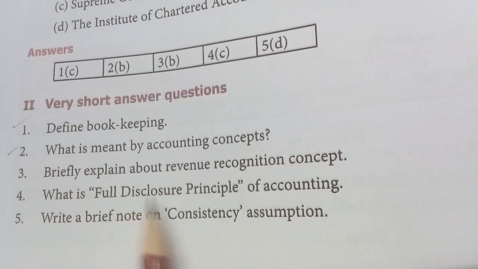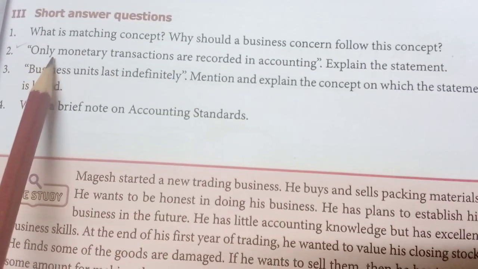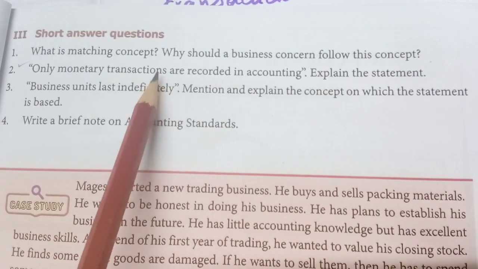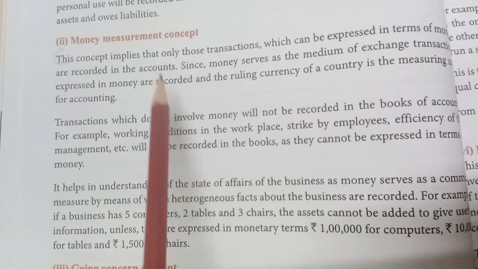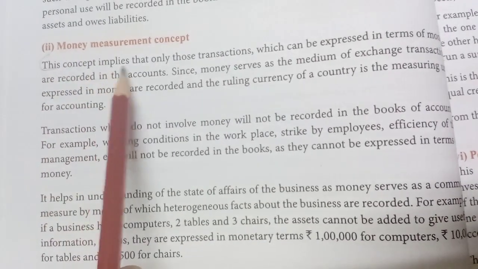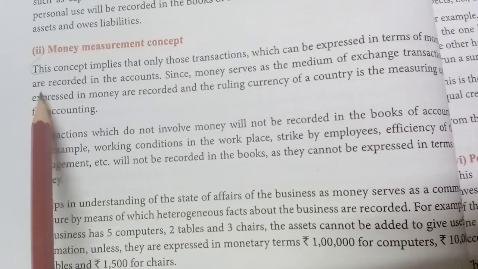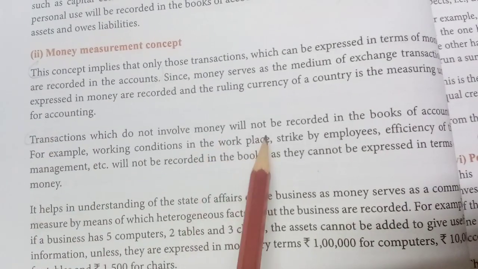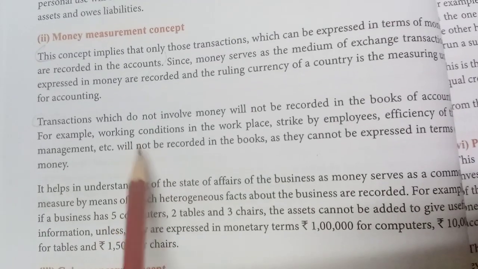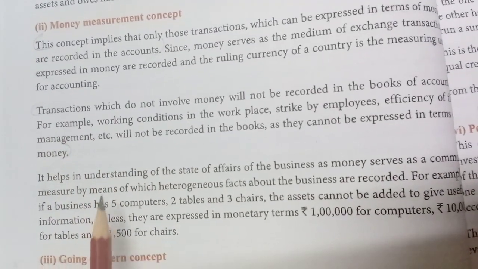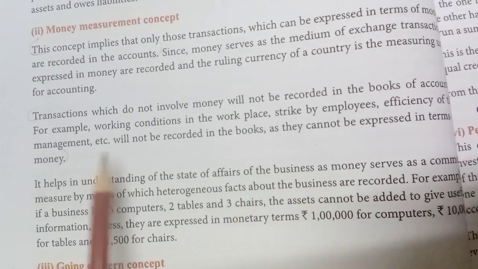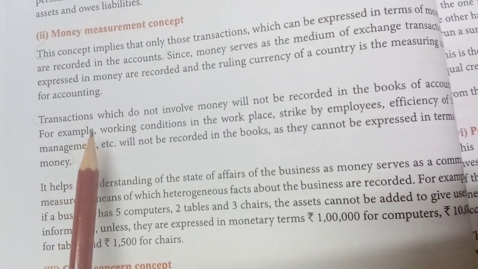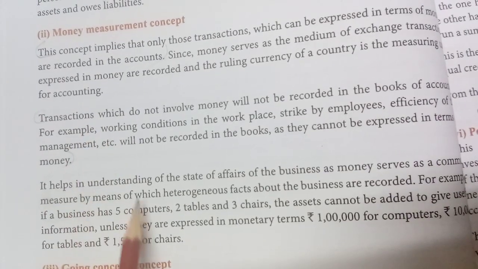So now we will see the short answer, the second one. Only monetary transactions are recorded in accounting. Explain the statement. Like this only they will give. This is also given under the second concept. Under this one you have to mark: this concept implies that only those transactions which can be expressed in terms of money are recorded. Then you can write, transactions which do not involve money will not be recorded in the books of accounts. Then an example also you can write. Up to here you can write this sentence and these 2 sentences. If you need, you can also write some more points.